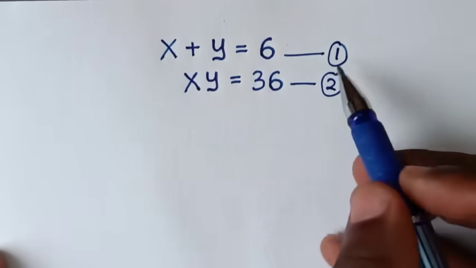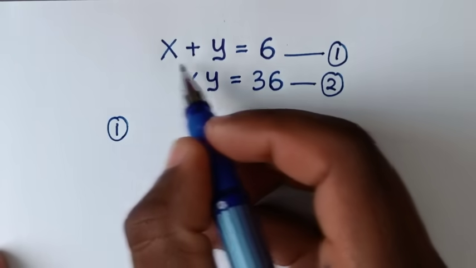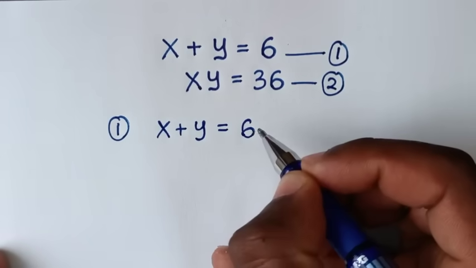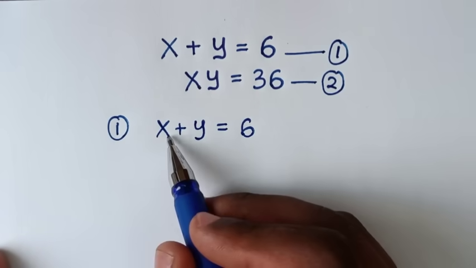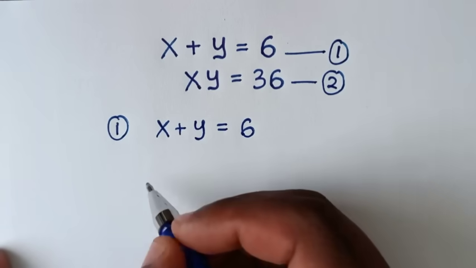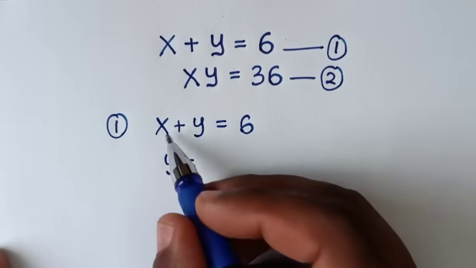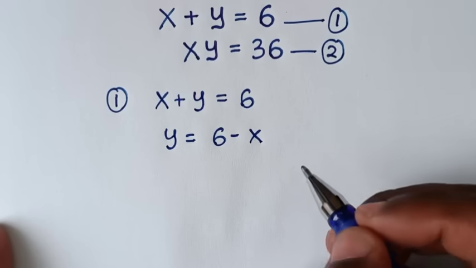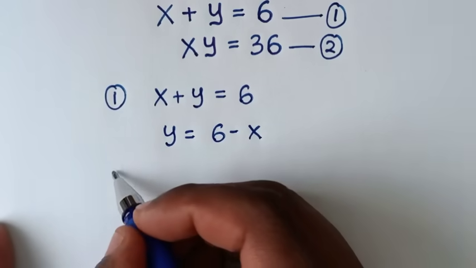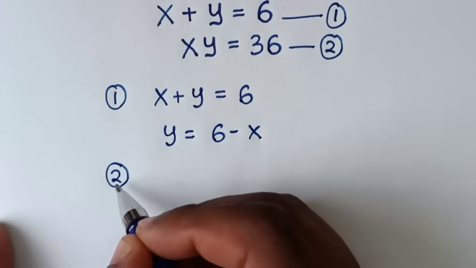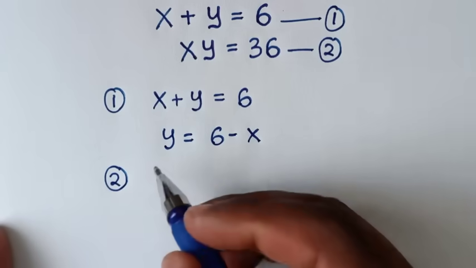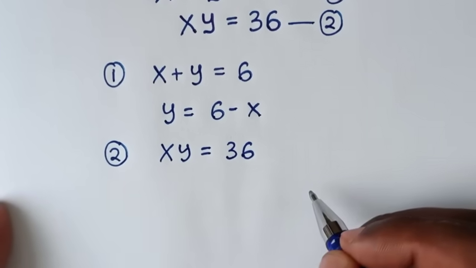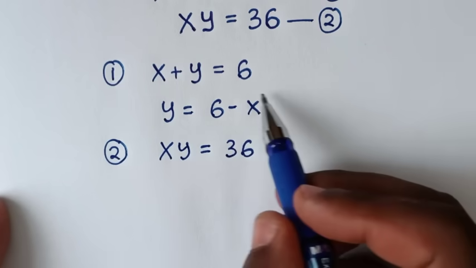From equation 1, it is x plus y is equal to 6. Then we take this x to this side, so y is equal to 6 minus x. Then from equation 2, in step 2, it is xy is equal to 36. Then we substitute the value of y, which is 6 minus x.